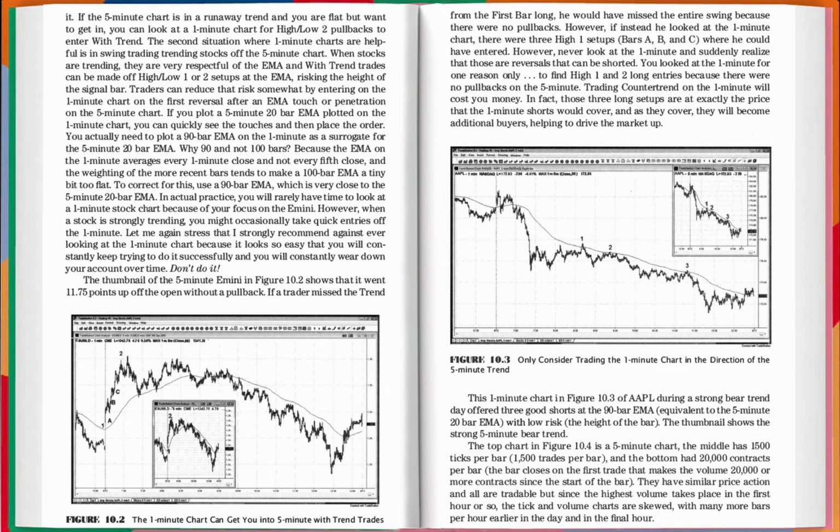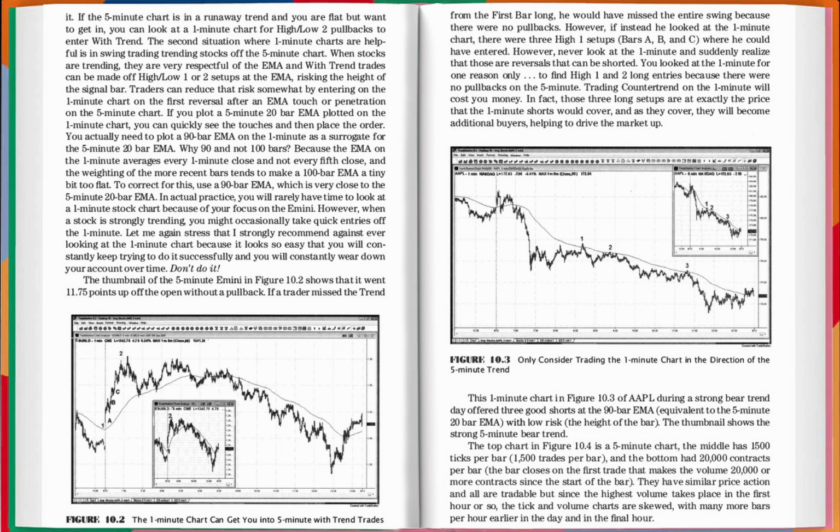This 1-minute chart in figure 10.3 of Opal during a strong bear trend day offered 3 good shorts at the 90-bar EMA, equivalent to the 5-minute 20-bar EMA, with low risk, the height of the bar. The thumbnail shows the strong 5-minute bear trend.